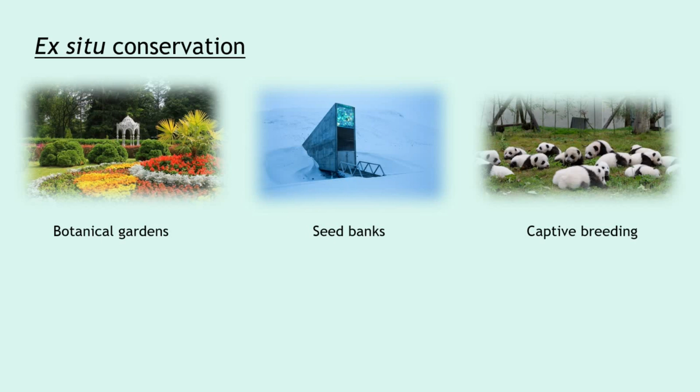The other problem is this idea of domestication. Any offspring of this captively bred population will be growing in a controlled, not a wild environment, and so they won't learn by themselves how to hunt, how to survive, and so when they do get reintroduced they will struggle.